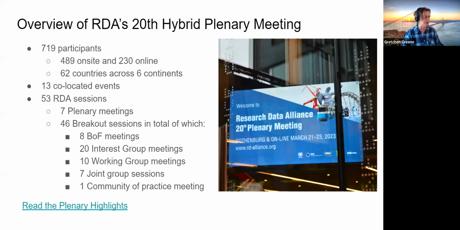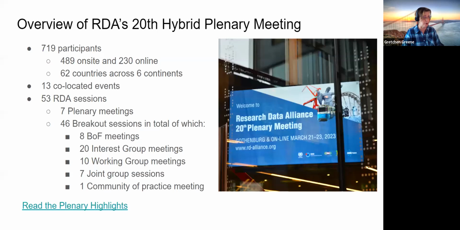So of the 53 RDA sessions, there were 7 plenary meetings where everybody comes together. And then we had 46 breakout sessions: 8 BoFs, which are birds of a feather sessions. Those are new topics where people are trying to come together and figure out common themes that people feel are important. 20 interest group meetings, 10 working group meetings, 7 joint group meetings. A joint group is where you might get interest groups and working groups, or some combination of them, to come together and host a session jointly. And then 1 community of practice. This is a new type of group in the RDA.